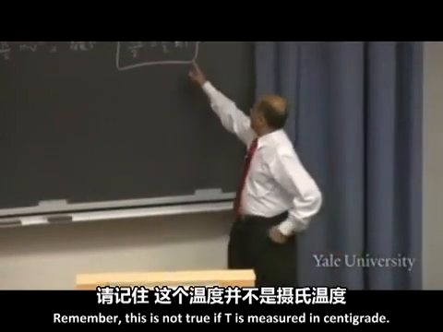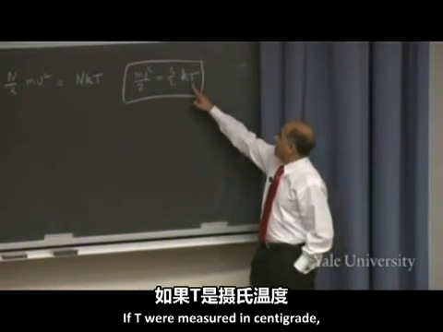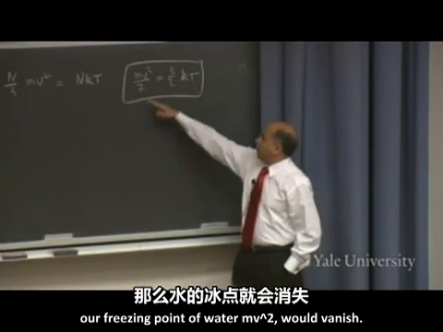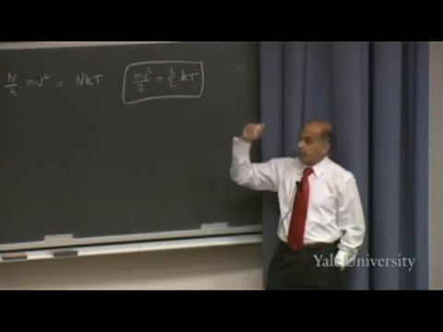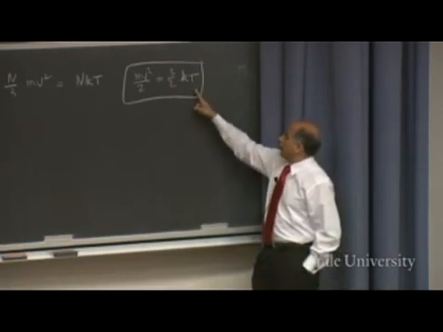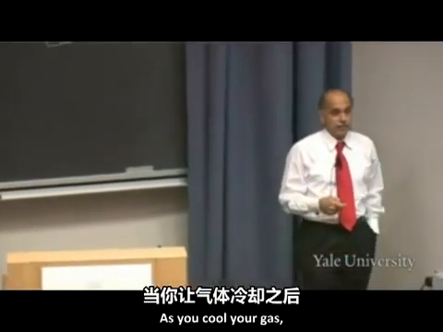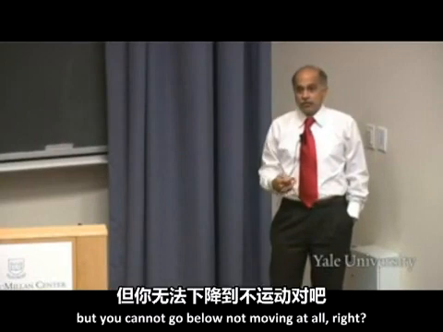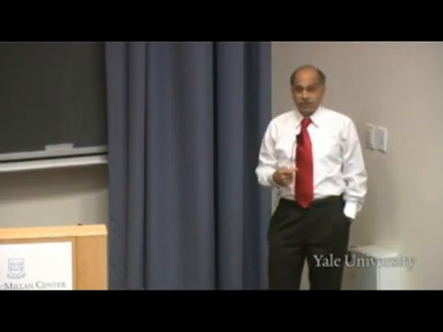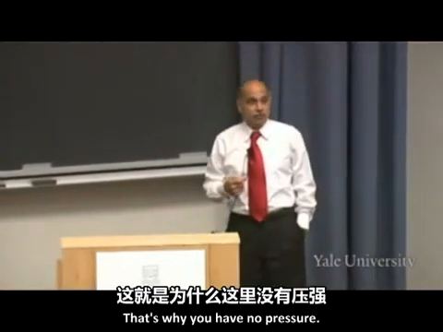Remember, this is not true if T is measured in centigrade. If T were measured in centigrade, at the freezing point of water, mv squared would vanish. But that's not what's implied. T should be measured from absolute zero. It also tells you why absolute zero is absolute. As you cool your gas, the kinetic energy of molecules is decreasing and decreasing and decreasing, but you cannot go below not moving at all. Right? That's the lowest possible kinetic energy. That's why it's absolute zero. At that point, everybody stops moving. That's why you have no pressure.